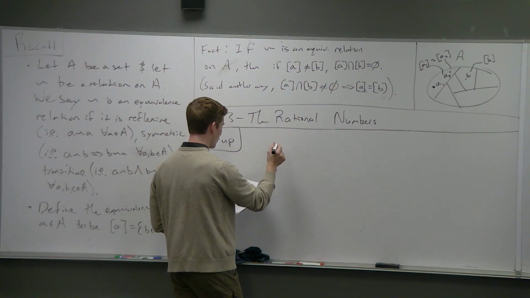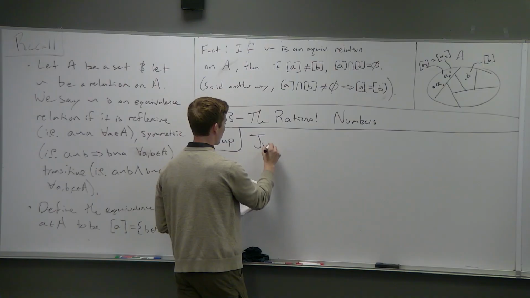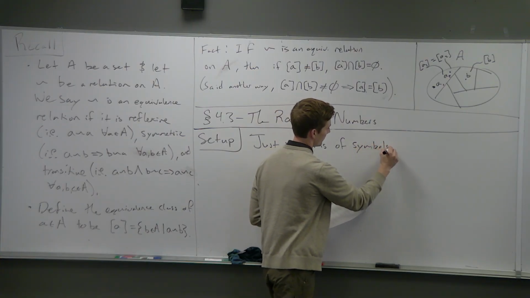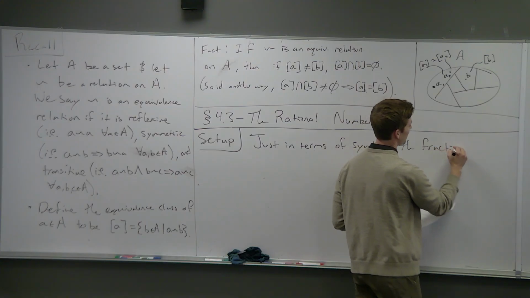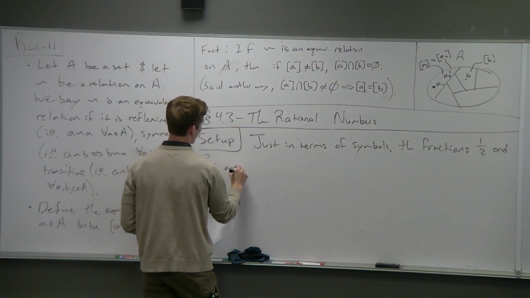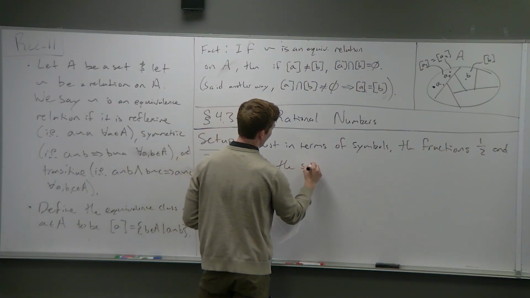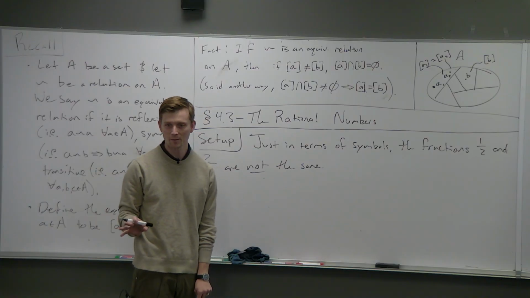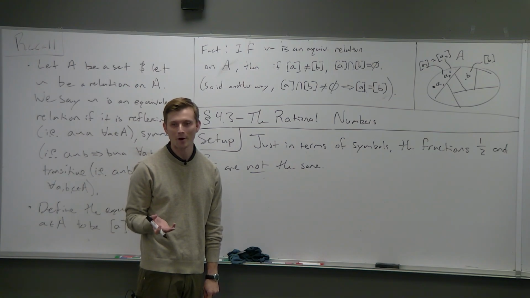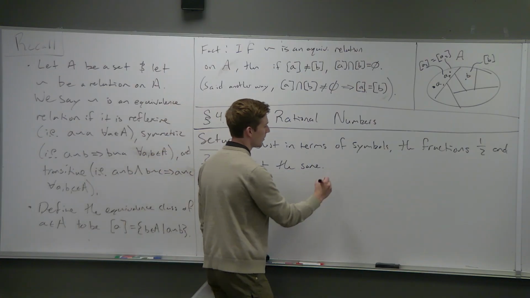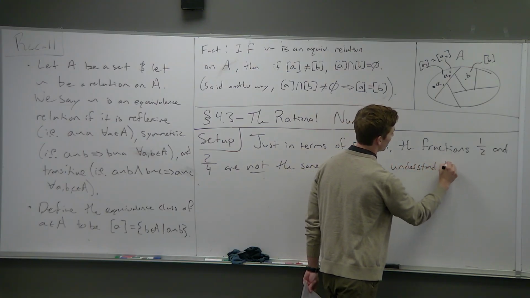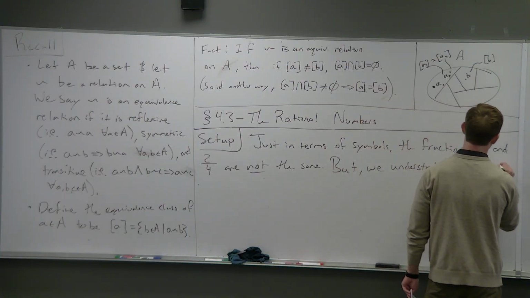Just in terms of symbols, the fractions 1 over 2 and 2 over 4 are not the same. Just in terms of symbols, those are different. I've written different things on the board, right? You can tell them apart. But we understand them as being the same.